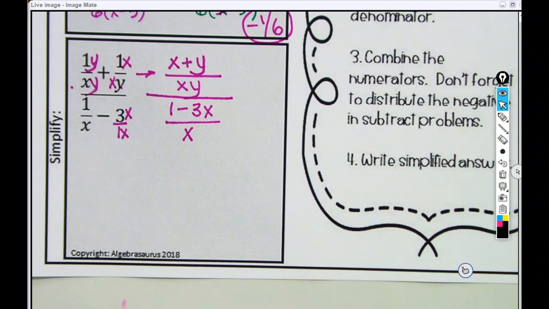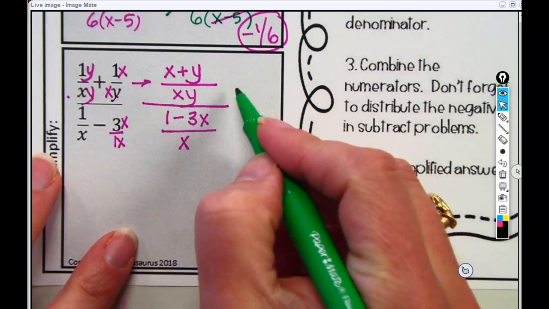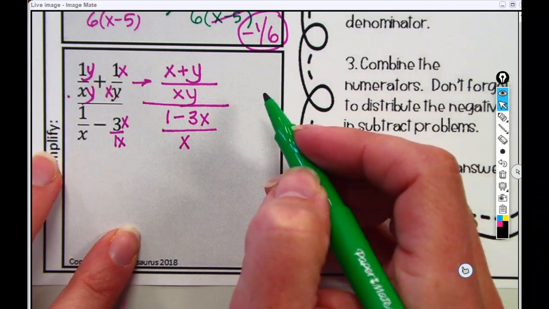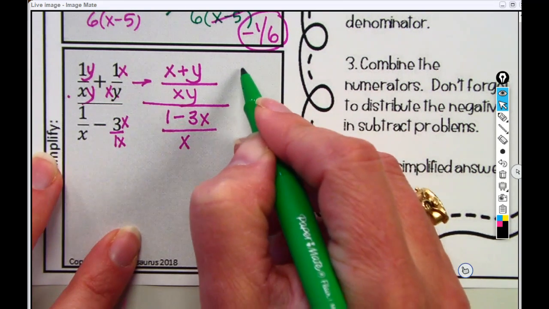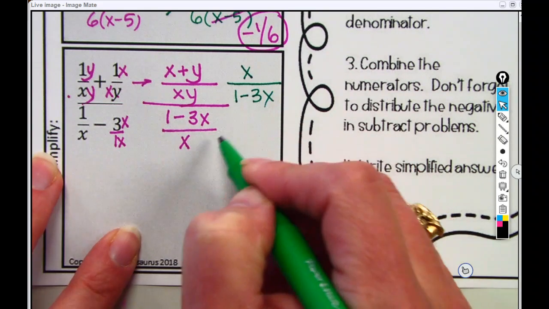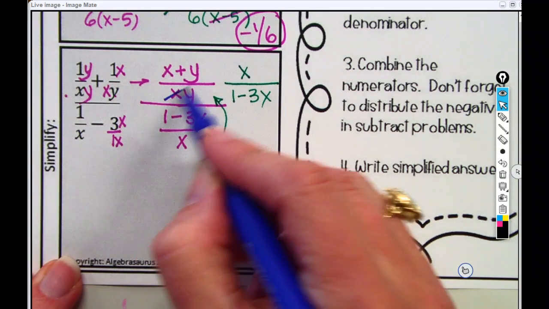I'm seeing a lot of this. I've got a fraction divided by a fraction. What do we do? Skip, flip, and multiply? I love that you guys say that. Who taught you that? What teacher was it? Mrs. Coleman. Mrs. Coleman? Skip, flip, and multiply? Anyone else? Yeah? All right, so I'm going to have my x, my 1 minus 3x, right? We're just going to divide. What do you see there? What's going to cancel? X, x.